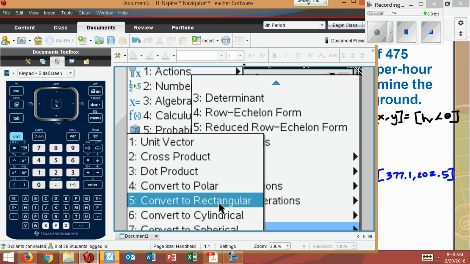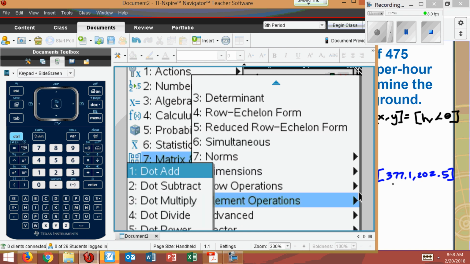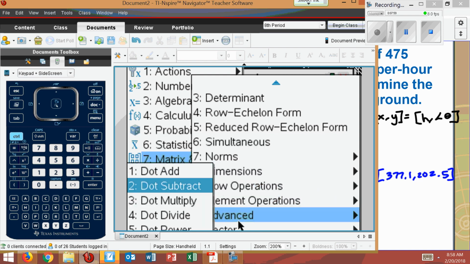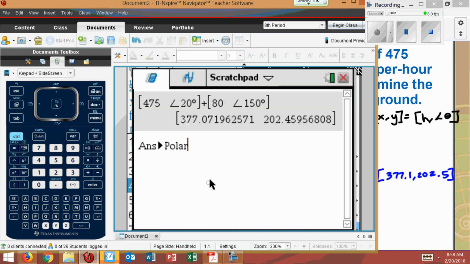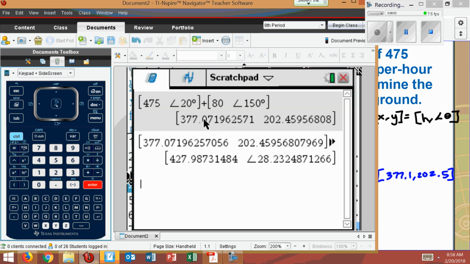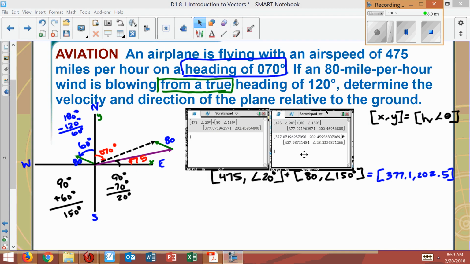Right now, we're in rectangular form. That's what the calculator automatically gives you. That's x and y, a rectangle. But we want to be in polar. So I'll click convert to polar. And when I press enter, it changes the x and y and finds the hypotenuse. Basically, it does the Pythagorean theorem for the x and the y to give us our h. And then it finds the angle. So we find out that this would state that the plane is traveling 427. Well, when we round this, it would be 428 miles per hour. That is how fast it's actually moving.